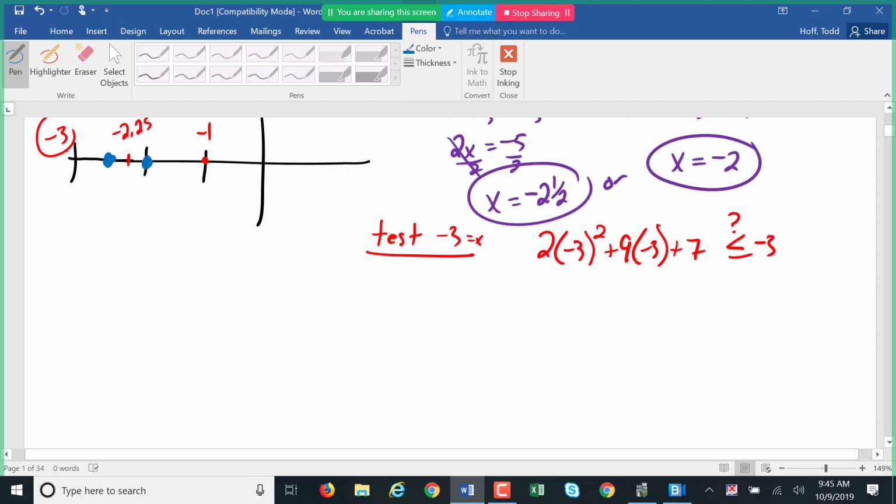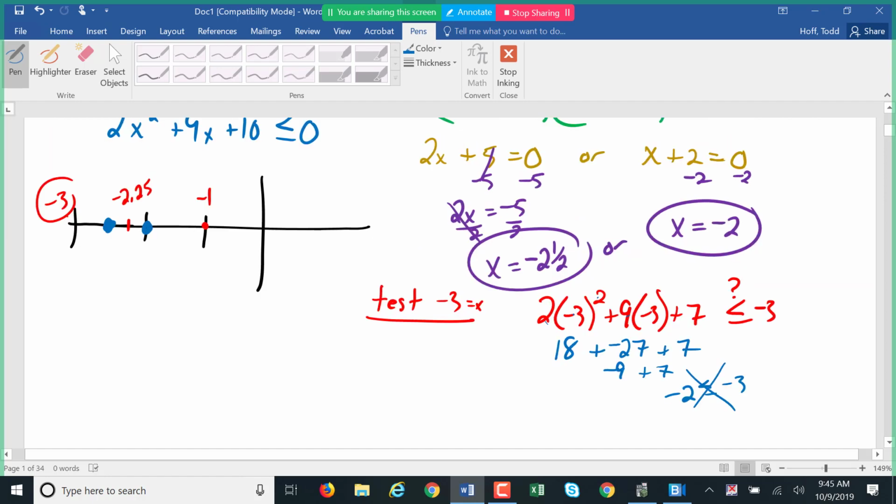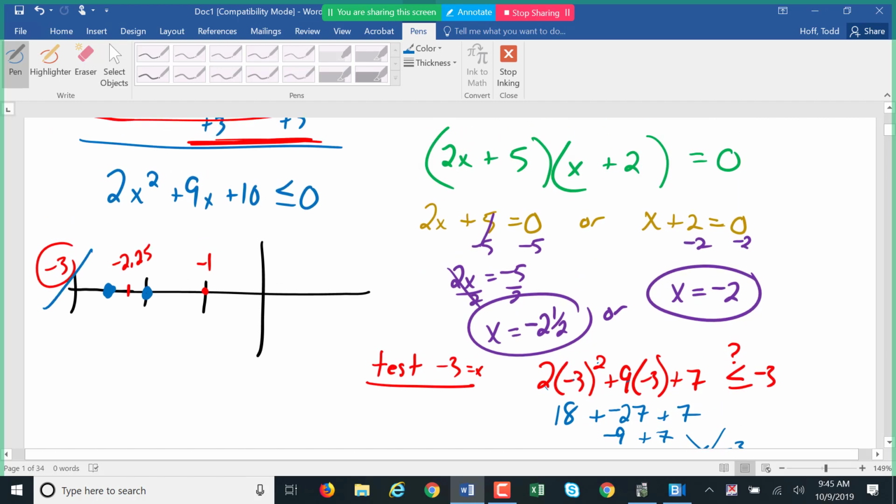Again, I'm going to take a few shortcuts here. Negative 3 squared is 9, times 2 is 18. 9 times negative 3 is negative 27, plus 7. 18 plus negative 27 is negative 9, plus 7 is negative 2. Is that less than or equal to negative 3? No. So we do not appear to be true at negative 3.